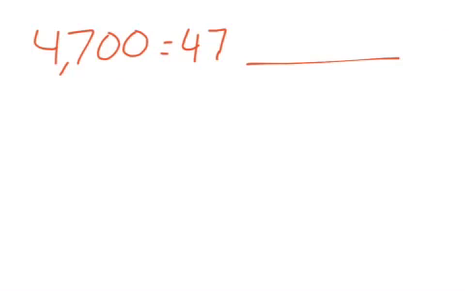Okay, here's another problem. I have the number 4,700, and I want to know how many 47s is that? Well, again, I need to recognize my place value, and I need to identify where my 7 is. Here's my 7 right there. I need to think to myself, what place value does that 7 represent? Well, that 7 is in the hundreds place.